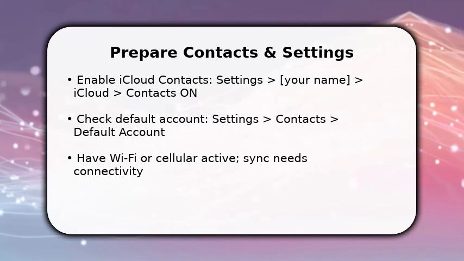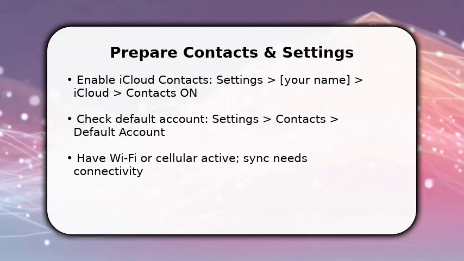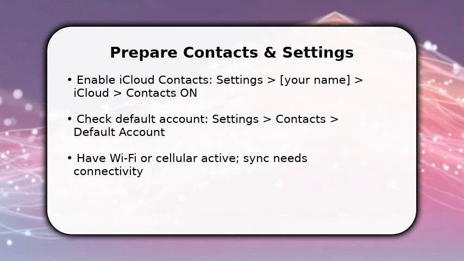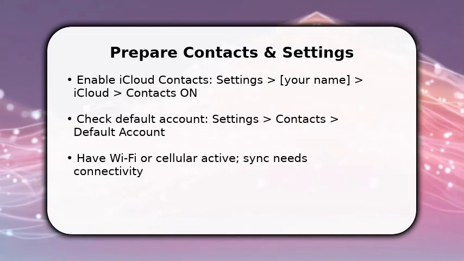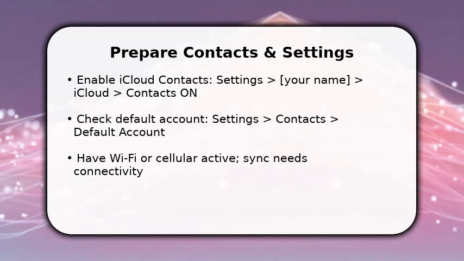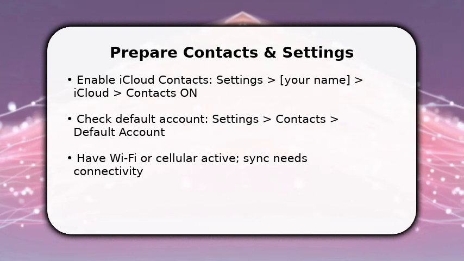Next, set your default account in Contacts so new entries go where you expect. Once done, verify Wi-Fi or cellular is active. Syncing requires a network. If you prefer another service, add it under Passwords and Accounts and toggle Contacts. This initial setup saves time and keeps everything centralized as you proceed.